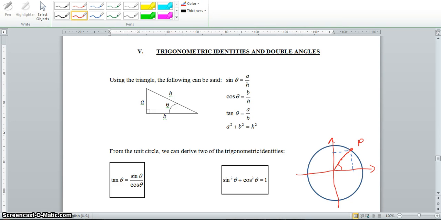So, welcome everyone. I'm going to be discussing page 10 from your handout. So you need to get your handout ready. Have that in front of you. Open it on the page with trigonometric identities and double angles.